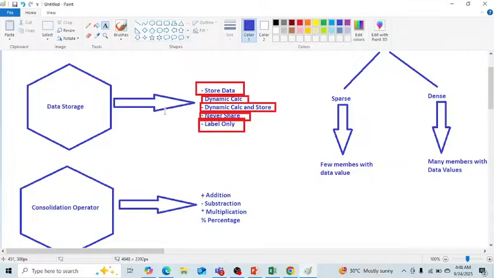Then we have the never share property. This is used for members that are calculated and do not need to roll up to a parent. It's often seen with text based or historical data points.